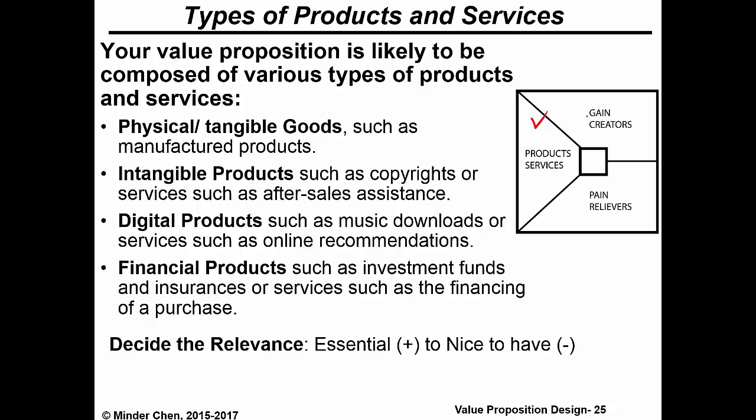If we look first at product and service, products and services can be physical and tangible goods, such as manufactured goods, and can be intangible products, such as copyrights, intellectual property, and services that we render. And it could be digital products, such as streaming video and Yelp's online recommendations, and could be financial products, such as investment funds, insurance, etc. Then we can assess the relevancy of those products and services related to the potential customer segment.